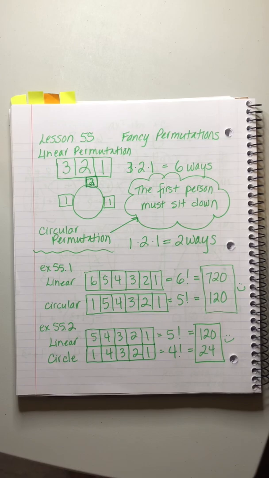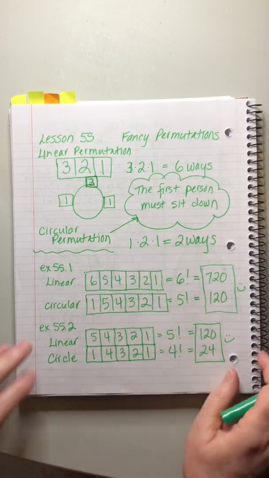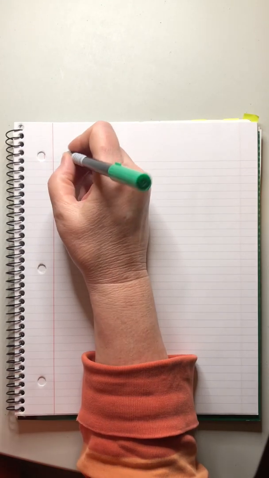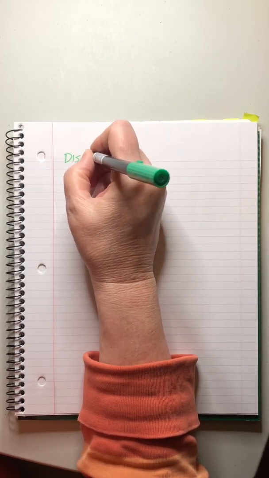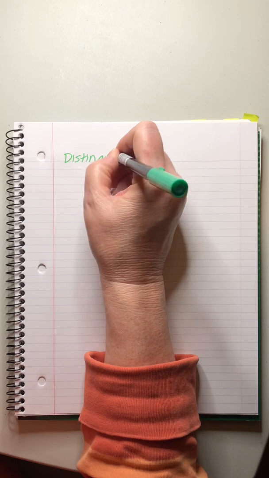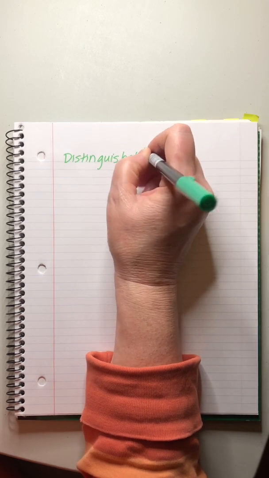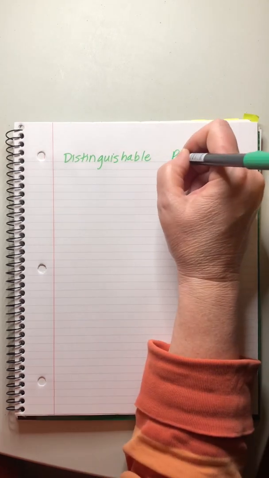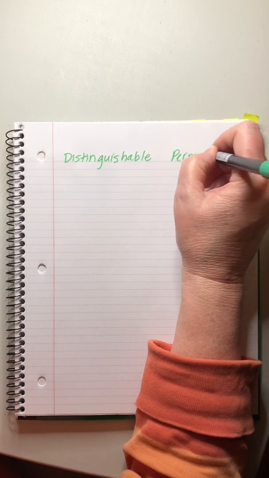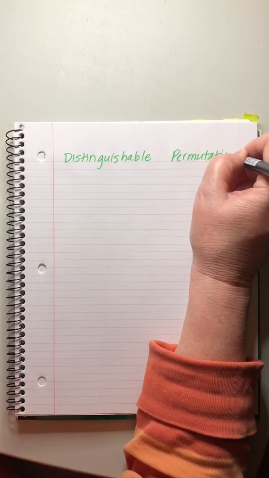I'm going to confuse you now because we're going to do another fancy permutation, and this is slightly different. This is called distinguishable permutations. Let me explain what this works.